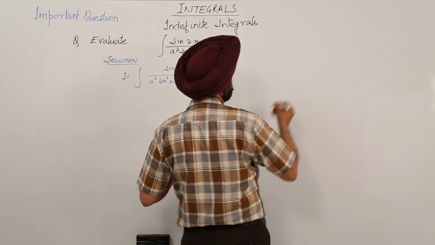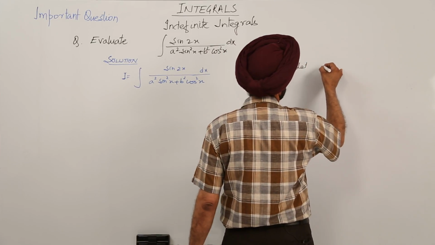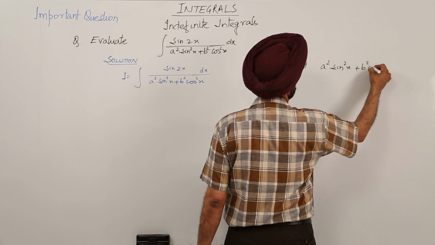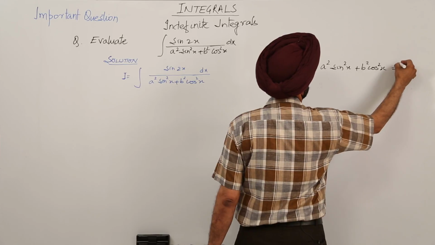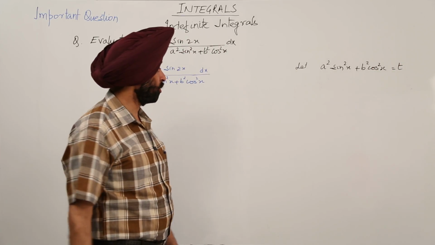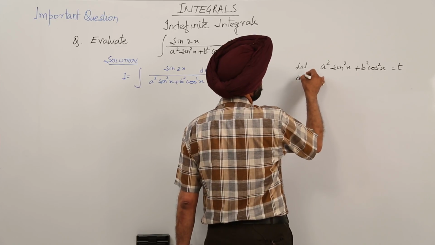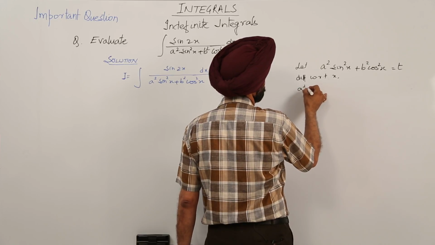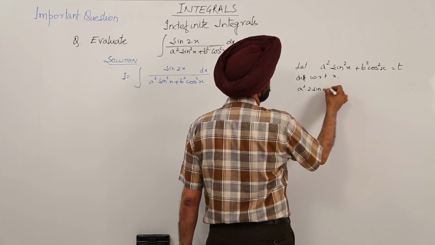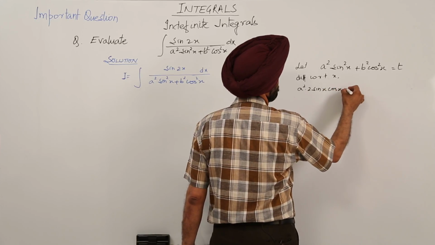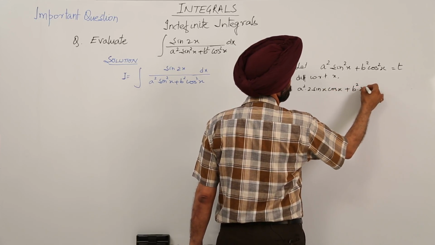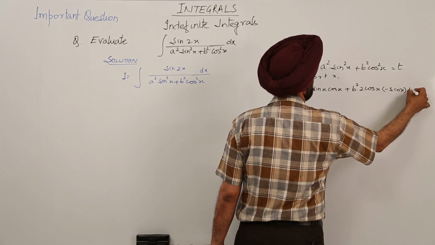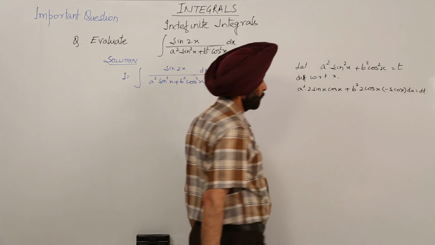Now let a square sin square x plus b square cos square x is equal to t. Okay, the denominator right here. Now differentiating with respect to x, a square with 2 sin x cos x plus b square with 2 cos x minus sin x dx is equal to dt.